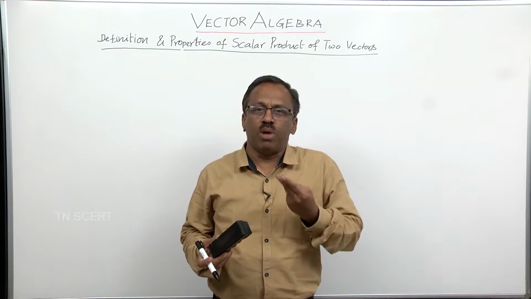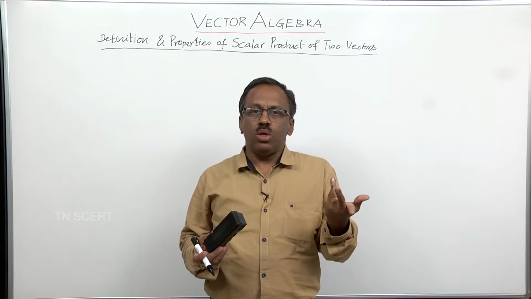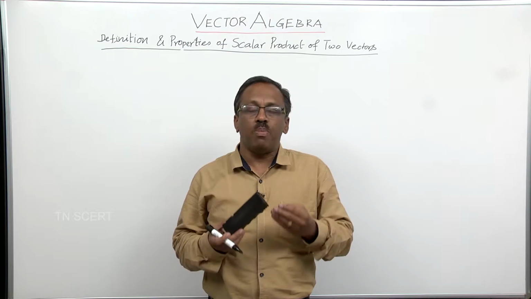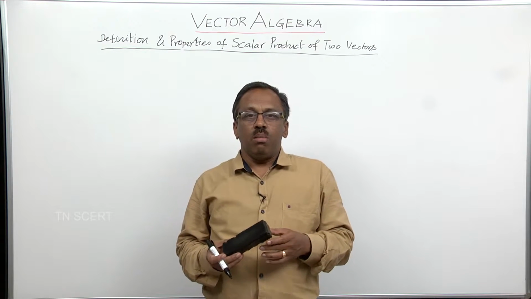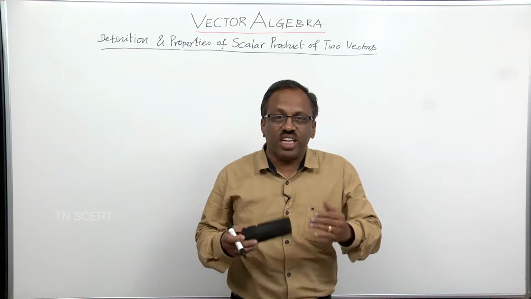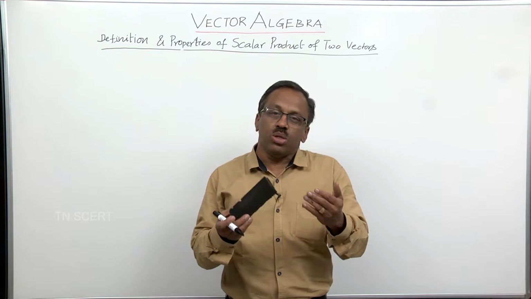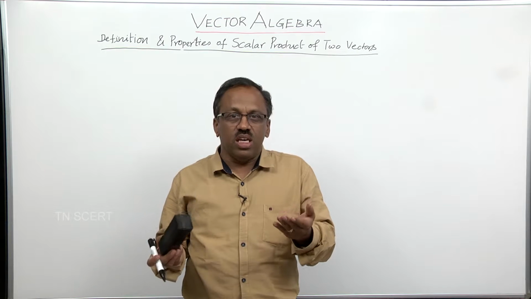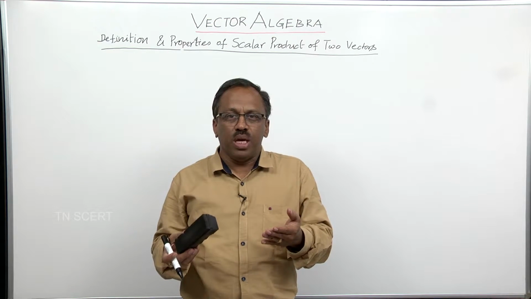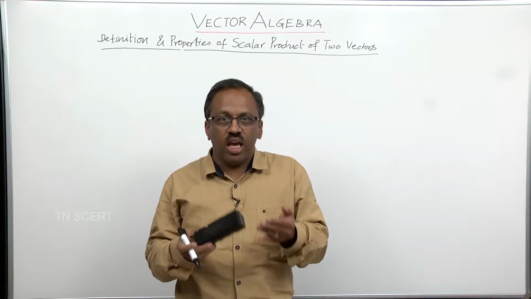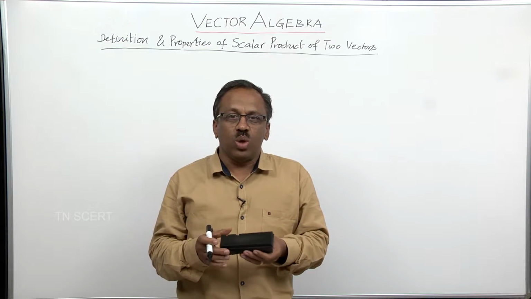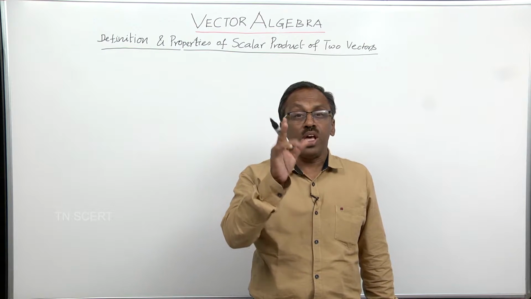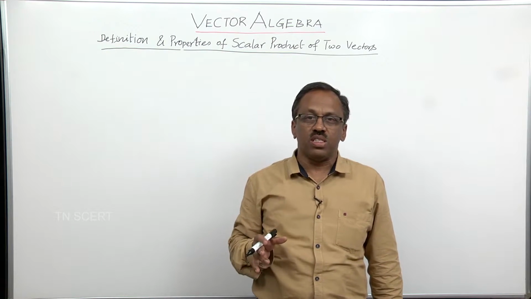Product means what? When we multiply 2 and 3, you may say 6. The answer is absolutely correct. But in vectors, I cannot say like this. 2 and 3 is 6, whereas for A and B, I cannot say it like that, it is either dot or cross. So we are going to use two different notations for the product of two vectors.